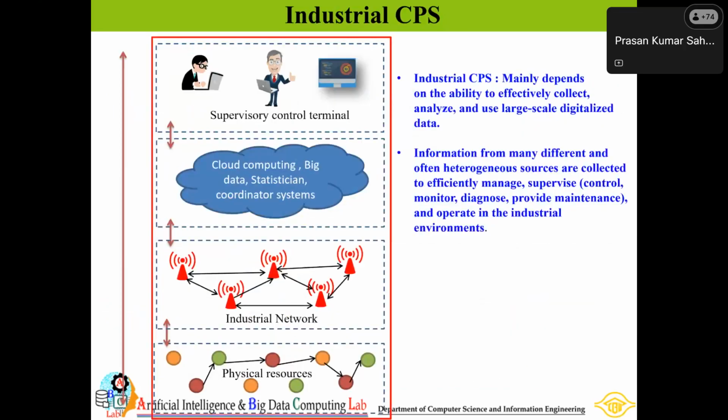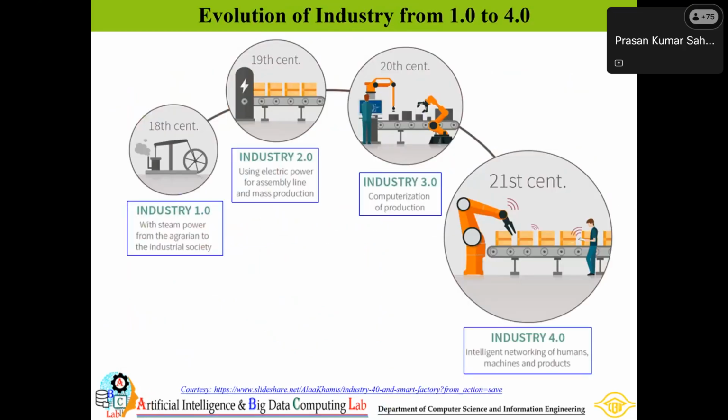And in the industrial cyber physical system, in a similar way, in industry, different sensors and IoT devices can be fitted into different machines. They can collect data and then transmit it to the cloud computing environment, what we call big data. Then supervisory control terminals could be there to monitor the different machines. So in industry 4.0, I'm just showing the basic concept of the industry 4.0 evolution, that is from industry 1.0 to 2.0 to 3.0 and currently to industry 4.0.